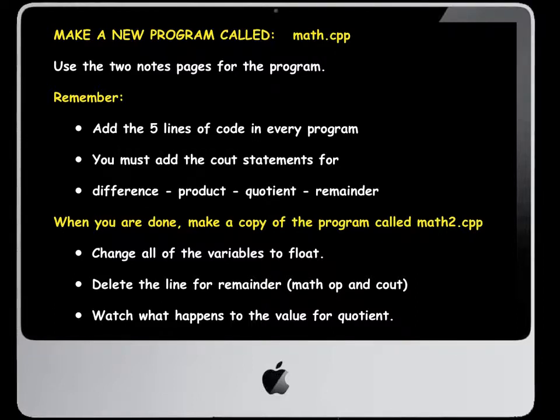Then make a copy of this program and call it math2.cpp. When you do, change all of the variables to float instead of int. Then delete the line for remainder, because remember, remainder, in this case where we use modulus, only has meaning when we're using whole numbers. Finally, watch what happens to the value for quotient.